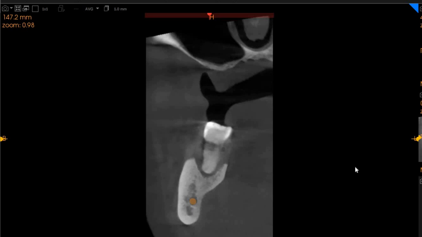So overall, we've got periodontal disease. We've got just a few areas where implant placement is possible. Other areas will need bone augmentation prior to implant placement.